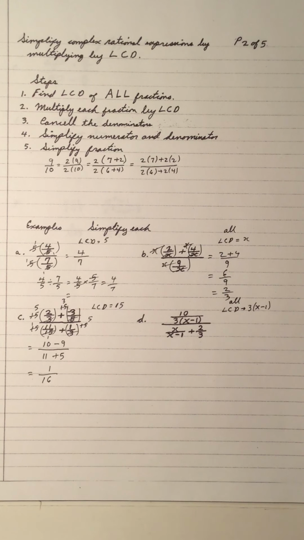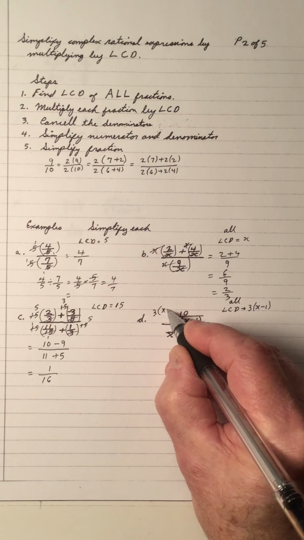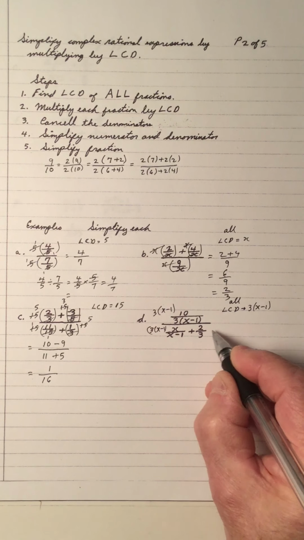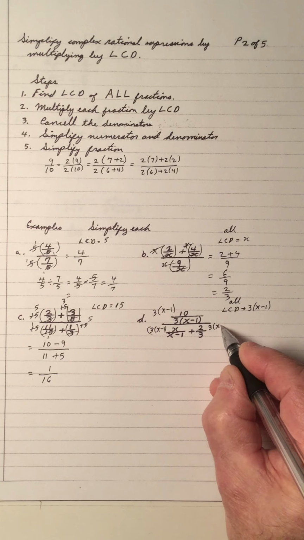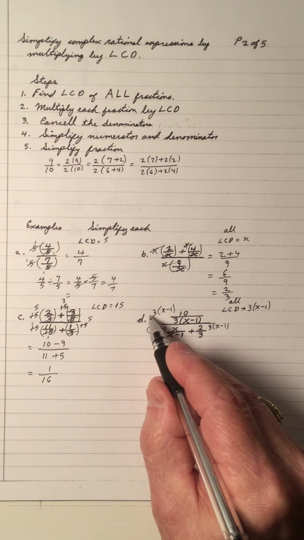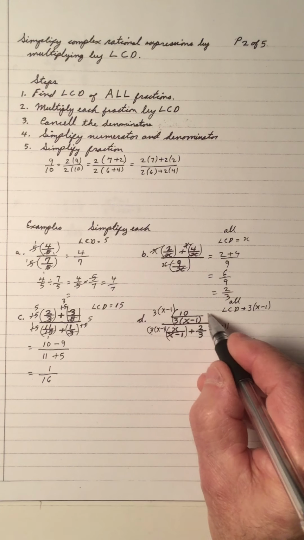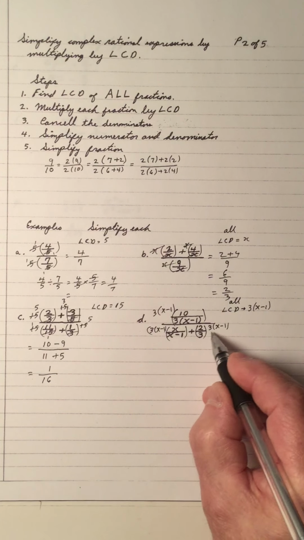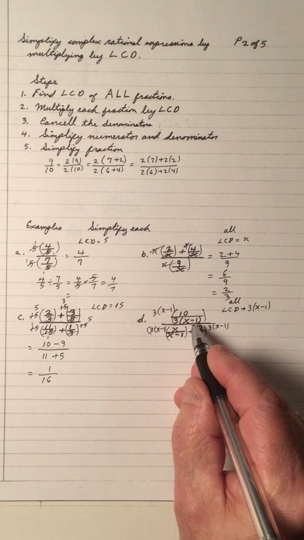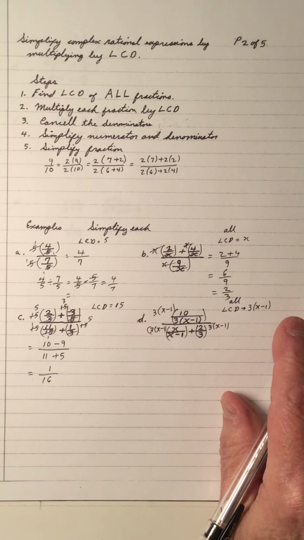It's the same LCD. That means I multiply the numerator by 3 times x minus 1. I multiply this fraction by 3 times x minus 1. And I multiply this fraction by 3 times x minus 1. So I multiplied all the fractions. This fraction by 3 times x minus 1. This fraction by 3 times x minus 1. Let's put a bracket around it. And this fraction by 3 times x minus 1. And again, I have both of them the same here just to make sure you see the pattern. So here we go.